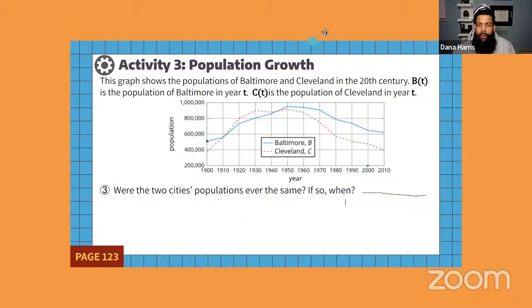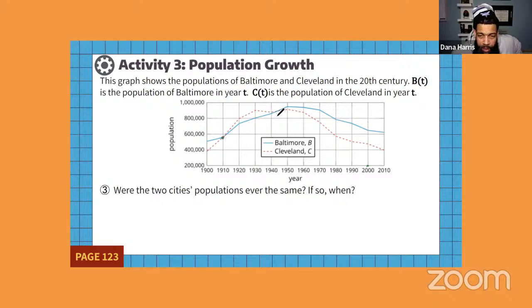Question 3, or tree as I like to say. Question number 3. It says, were the two cities' populations ever the same? If so, when? Now, in a question like this, we want to see where these two functions, where the graphs of the functions, intersect. That means they cross paths, right? So notice they cross paths at this point. Let's erase this other dot right here. They cross paths at this point right here.